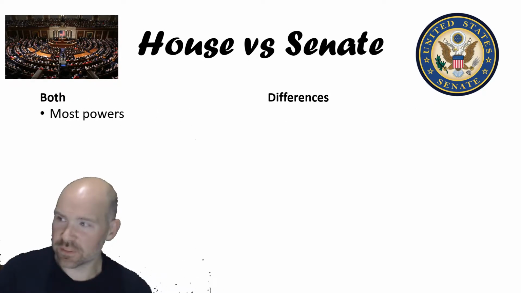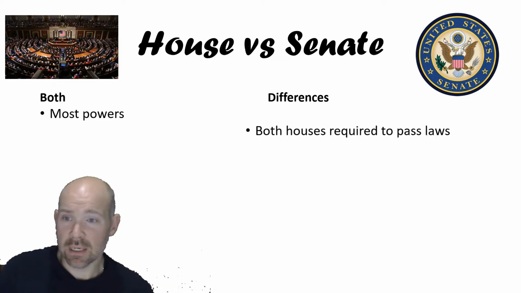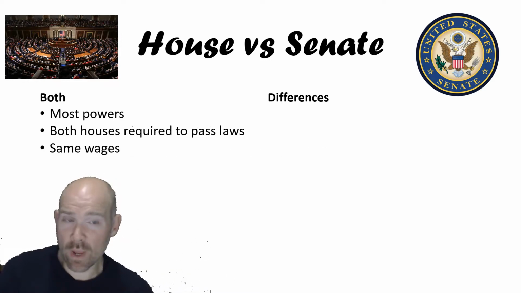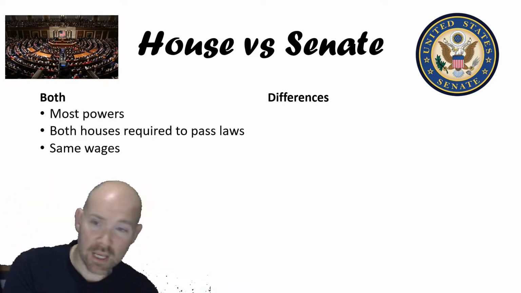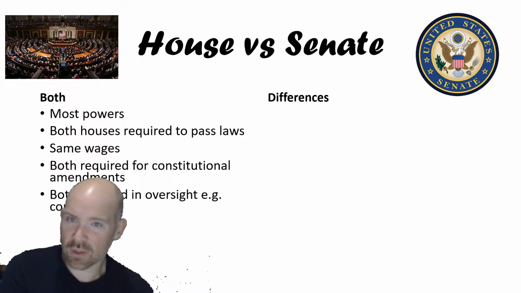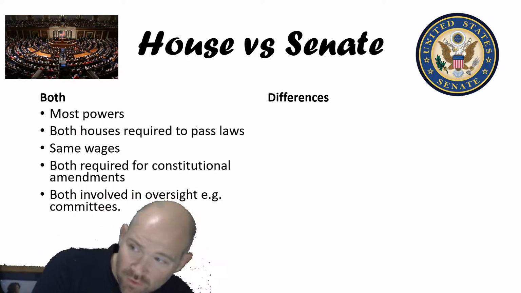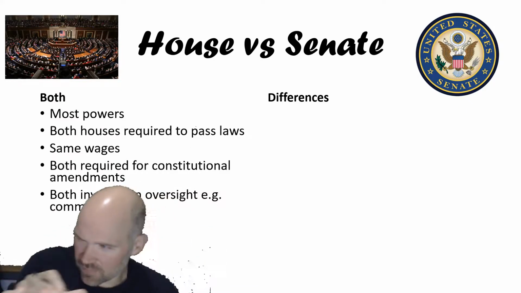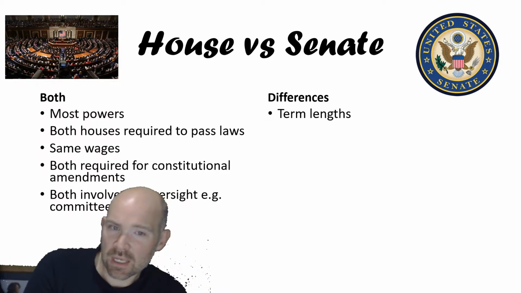So how similar, and how different, are they? Well, both of them have most power. Most of the stuff that came up on the previous screen is what both houses do, other than the couple that I isolated for you. Both houses are required to pass laws, and that is the key point about the similarity of them in this bicameral system. They have the same wages, despite the fact there are only two senators per state and there are more representatives. They earn exactly the same. Both of them, of course, are required for constitutional amendments. That's quite an important one, which is why I wanted to emphasize it. And they're both involved in things like oversight, such as the committees. It's not like the UK system where the select committees are definitely skewed a bit more towards the Commons.